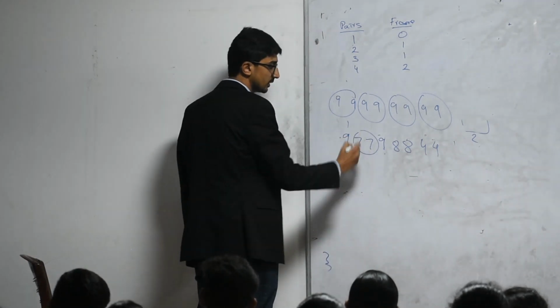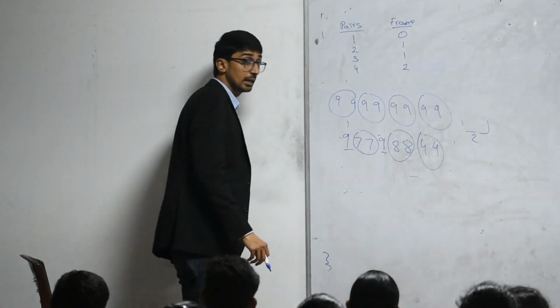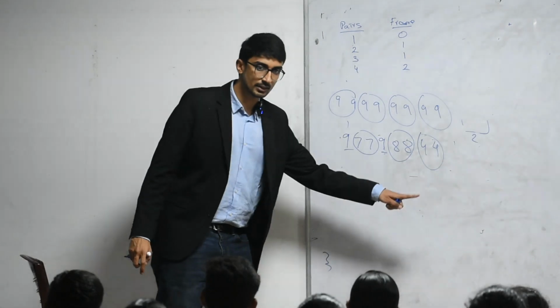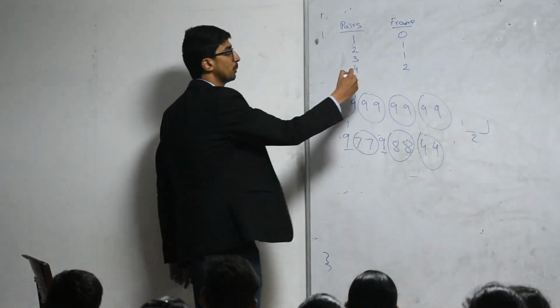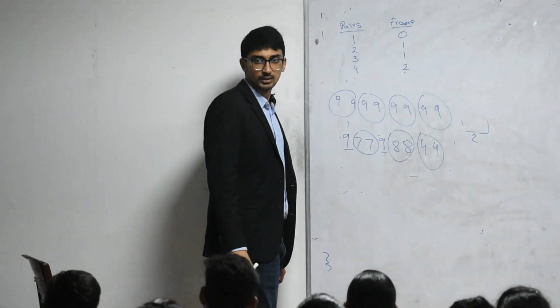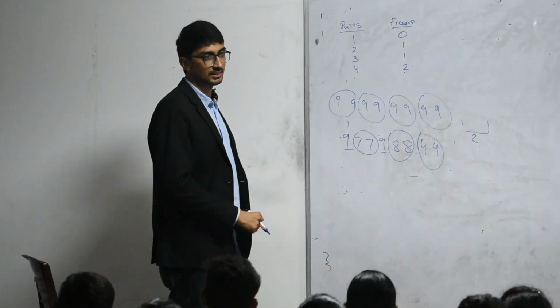7, 7 is 1, 9, 9 is 1, 8, 8 is 1, 4, 4 is 1, right? It doesn't matter if they're all equal or what. I just need 4 pairs. If I have 4 pairs, then 2 frames can form. So what I need to do is find out how many pairs are there.